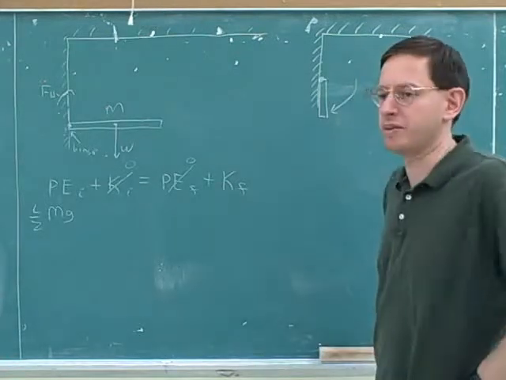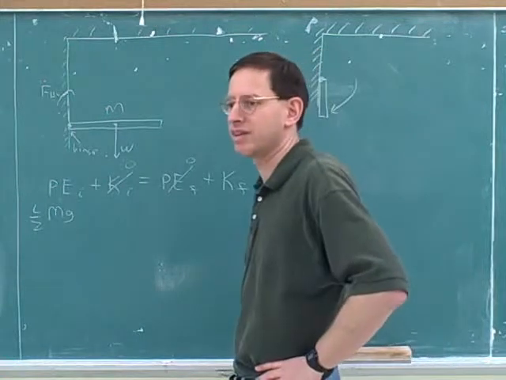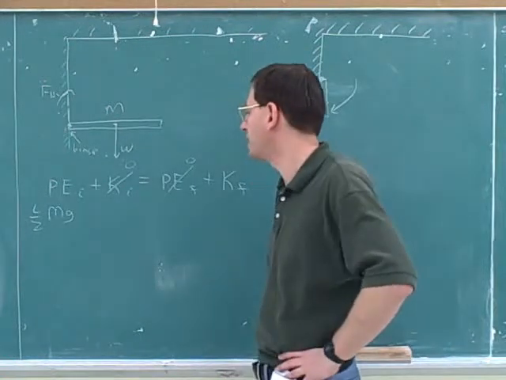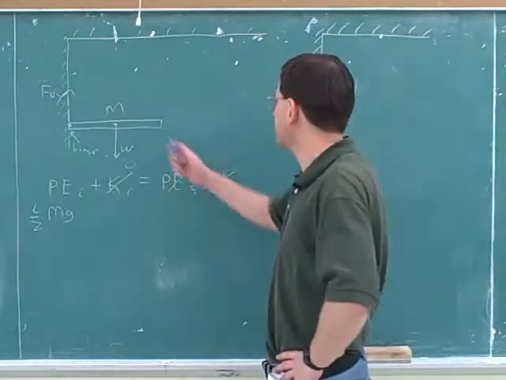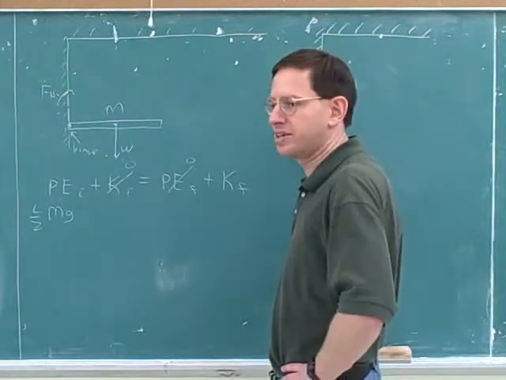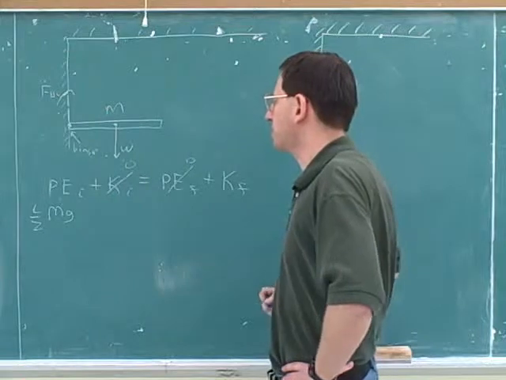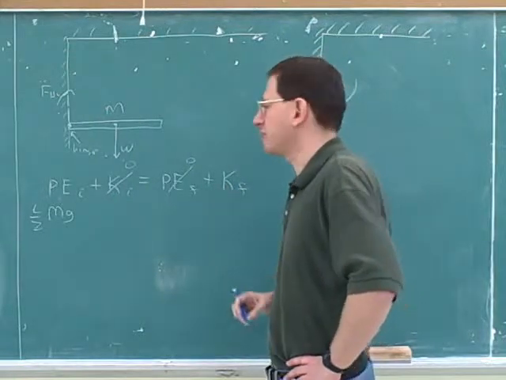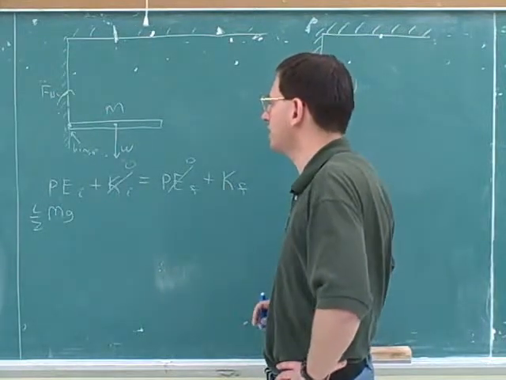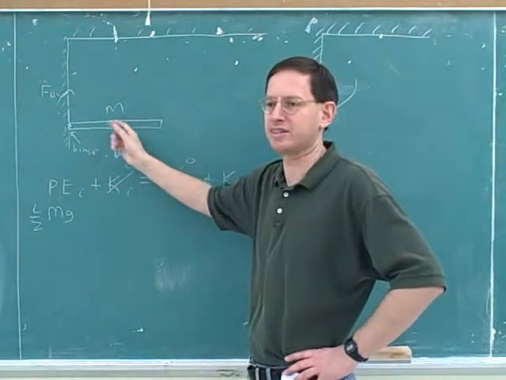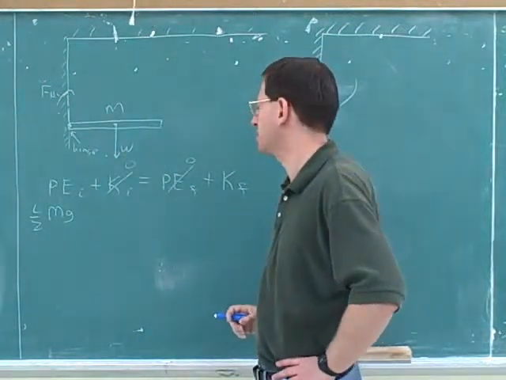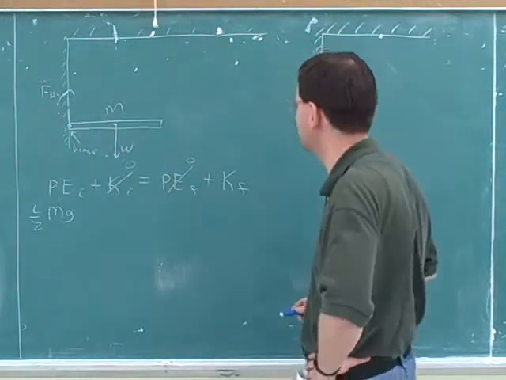That's really a really good way to think about it. Now again, different parts of this object are moving different amounts. So it's not really clear. Different parts are going to lose different amounts of potential energy. But again, we can use the trick of just pretending that all the mass is at the center of mass.